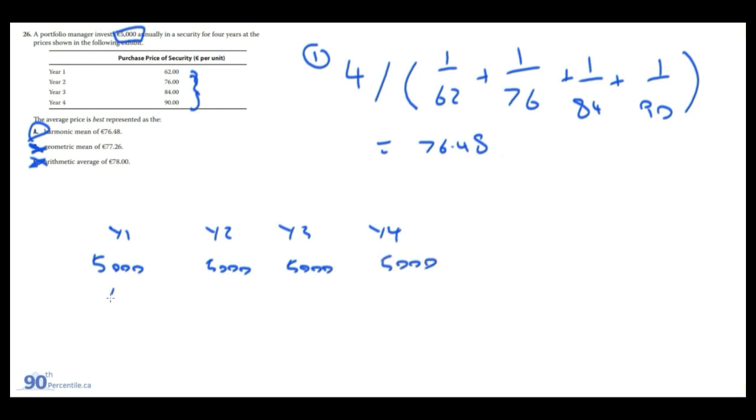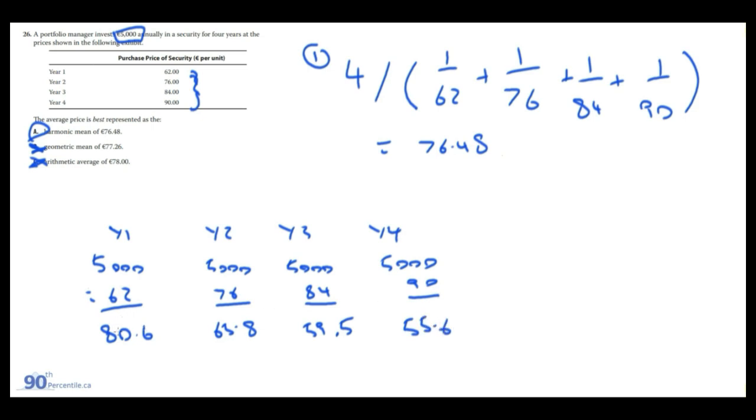And in year 1, the price is 62. So we're going to divide each year to figure out how many shares we're getting. Year 2, it's $76. Year 3, 84. Year 4, 90. So here we're going to get 5,000 divided by 62, 80.6 shares. Here we're going to get 65.8. Here we're going to get 59.5. And then here we're going to get 55.6. So these are the number of shares that we purchased in each year.